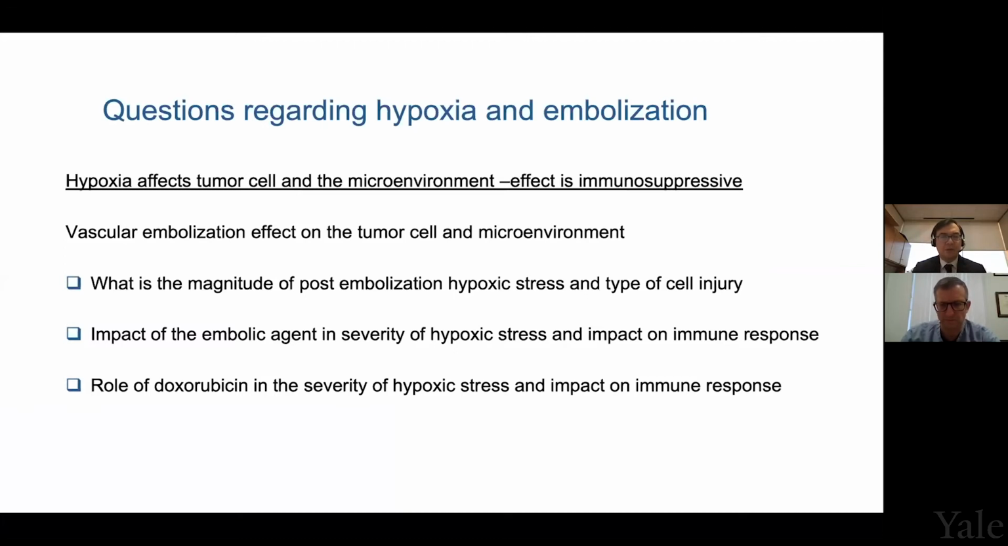We wanted to understand a little bit better the magnitude of the hypoxic stress caused by embolization and what the hypoxic stress was doing to the underlying tumor cells. We also wanted to know if different embolic agents cause significantly different types of hypoxia, and how that impacted the immune response, and if adding a drug to the embolic cocktail was of any significance in terms of hypoxia and immunity.